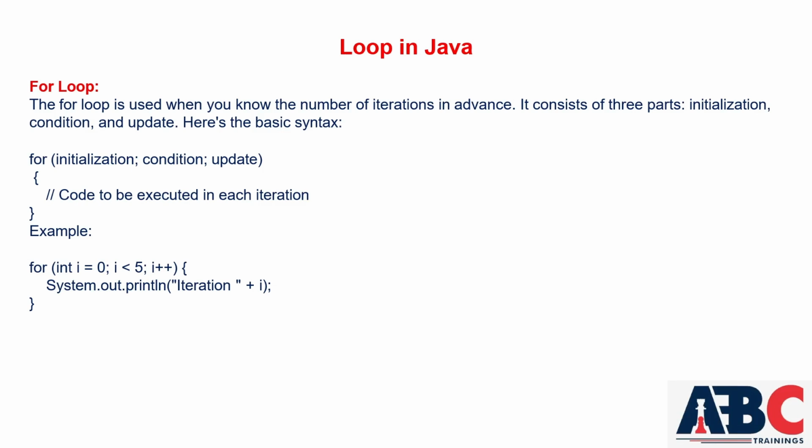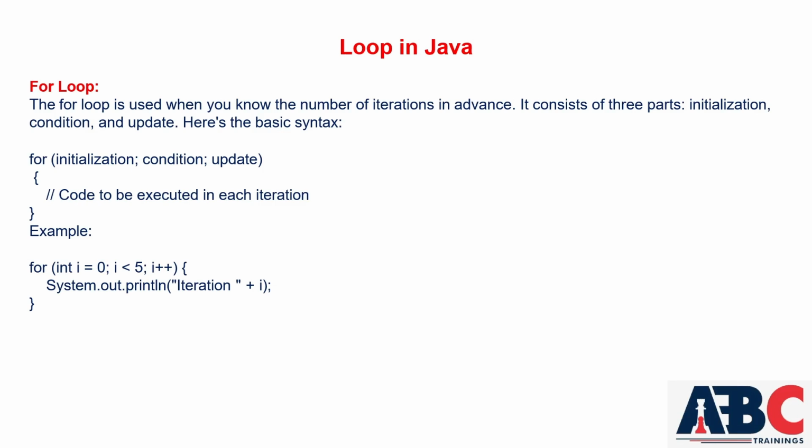First, what is a loop? A loop is a programming construct that allows you to repeat a block of code a specified number of times or until a certain condition is met. Java supports three types of loops: while loop, for loop and do while loop.